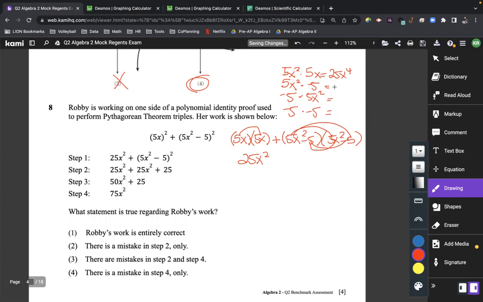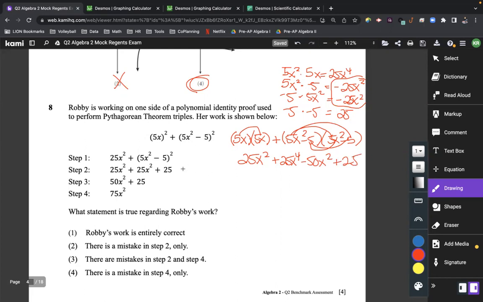So this would give me negative 25x squared. This would give me negative 25x squared right here. And this would give me positive 25. Now remember that these two are like terms, so that gives me negative 50. So essentially what I have here is plus 25x to the 4th minus 50x squared plus 25.